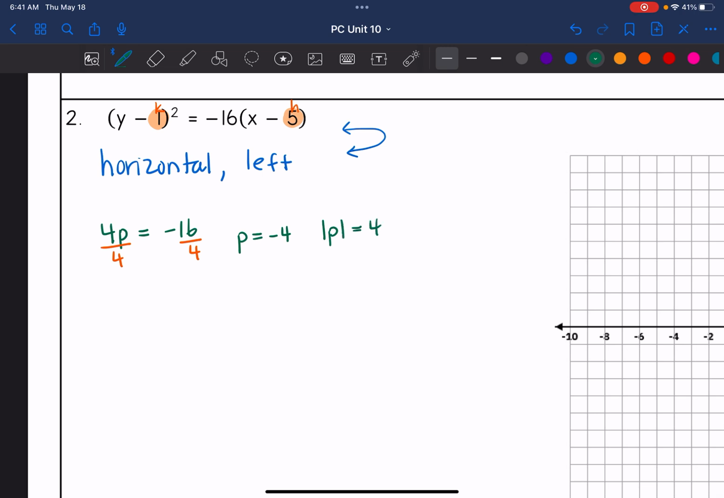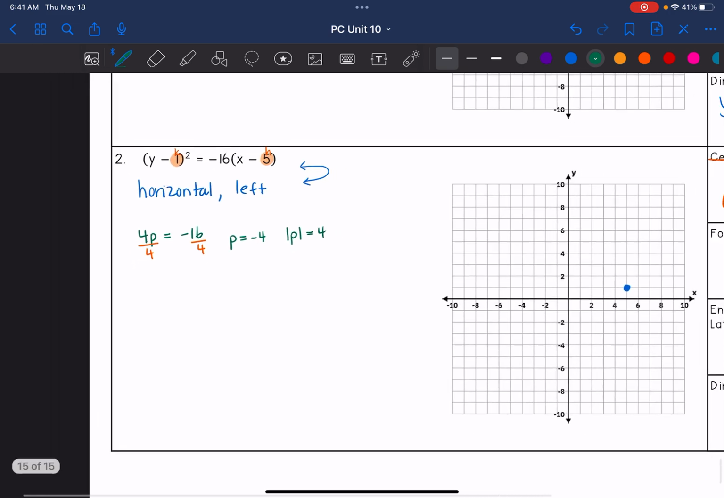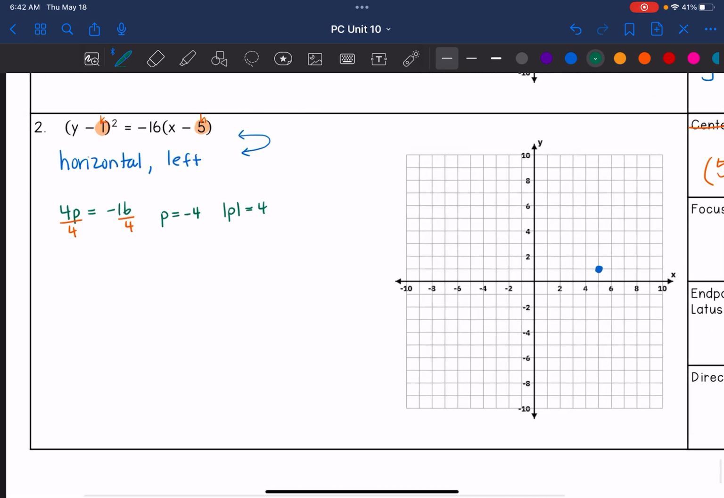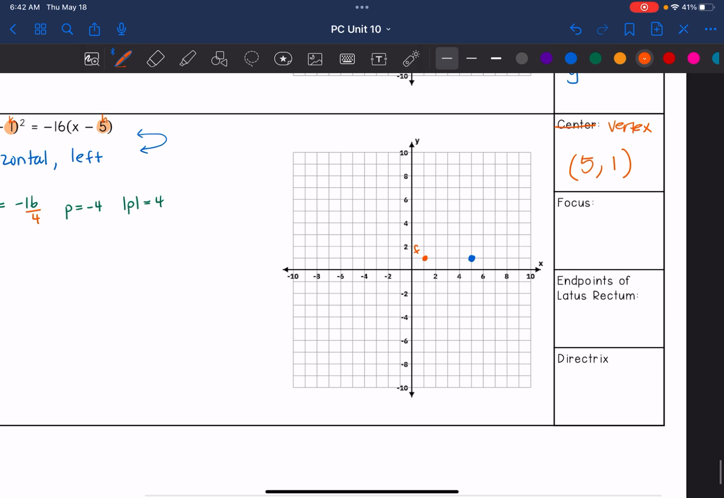Now, when we're graphing our focus and our directrix, we actually take the absolute value, which means that we would just do 4. Okay, we know that this is a horizontal parabola, and we also know that it's opening towards the left. So when I graph the focus point, we need to graph it 4 to the left. So when we count 1, 2, 3, 4, it needs to be here. I want to put an F by it just to remember that's the focus. And that's the point (1, 1).